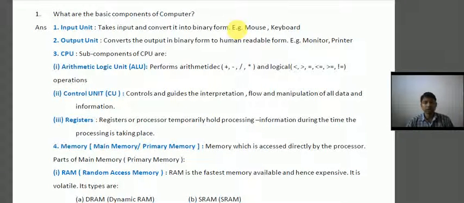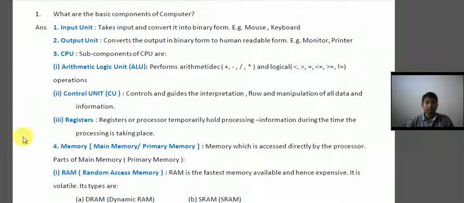The next one, the third one, is the CPU. So CPU, as you all know, is the central processing unit. The subcomponents of the CPU are, first, the arithmetic and logic unit. Arithmetic means plus, minus, slash and into, and logic means less than, greater than, equal to, greater than equal to, less than equal to, not equal to. Here the exclamation mark and equal to means the not equal to operation.